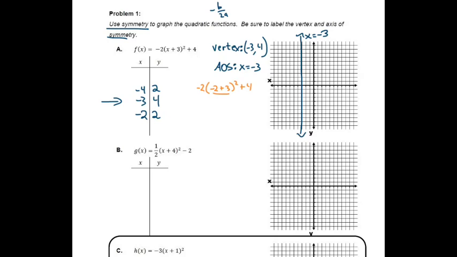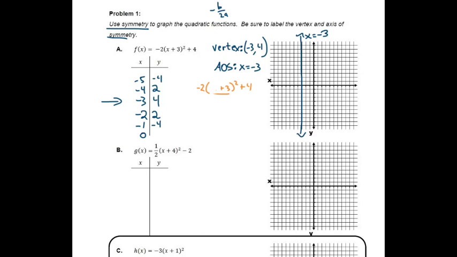If you go 1 to the right, you get the same y value. Go 1 to the left, you get the same y value. Okay? So let's try the next one. -1. So instead of a -2, I plug in a -1. -1 plus 3 is 2. 2 squared is 4. 4 times -2 is -8. Plus the 4 is -4. So if I go 2 to the right and get -4, I go 2 to the left and get -4. And I'm still on the graph, so I'm going to do one more.